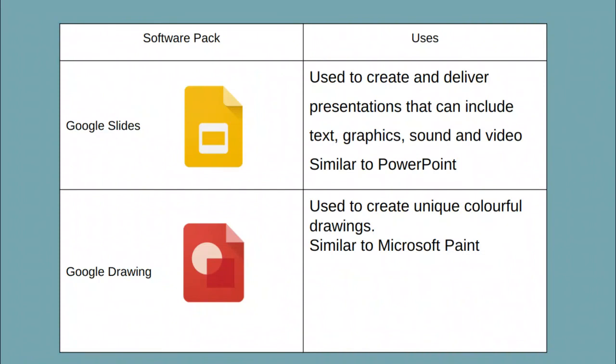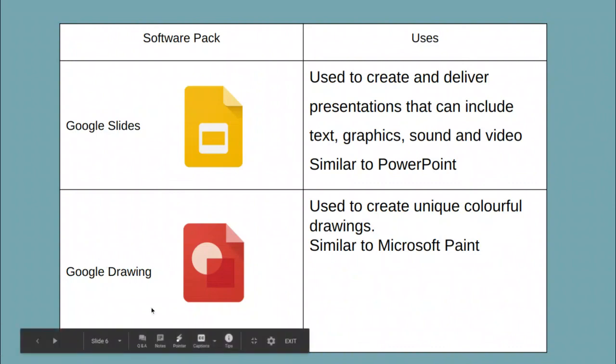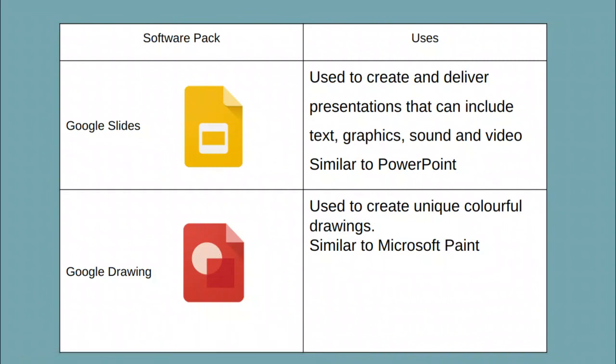Google Slides. It's presentation software, used to create and deliver presentations. You can include text, graphics, sound, and video, and it's very similar to Microsoft PowerPoint. And lastly, Google Drawings. It's used to create unique, colorful drawings. I asked you guys previously to make an infographic using Google Drawings, and it's very similar to Microsoft Paint. So these are the main Google products we're going to use.